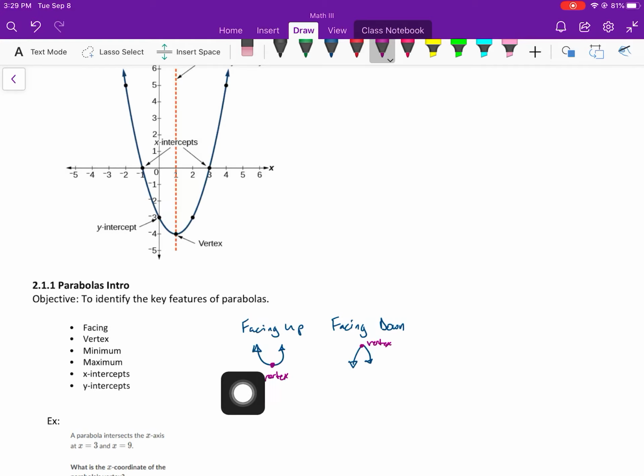Then we have the minimum or maximum. That's really just a classification of the vertex. For this one, this would be the minimum because it's the bottom. And this one would be the maximum because it's the top.